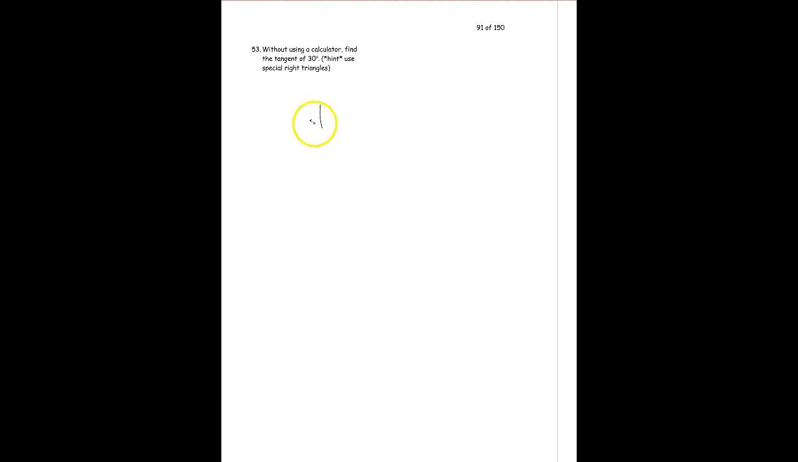So here we're asked to find the tangent of 30 degrees without just punching it in the calculator. And so the hint is an important piece here. It says use special right triangles, and by that we mean 30, 60, 90, or 45, 45, 90. Since we're trying to find the tangent of 30 degrees, this one's not going to be useful to us. So let's just go ahead and draw a special right triangle with a 30-degree angle. So this is 30, we know this is 60.